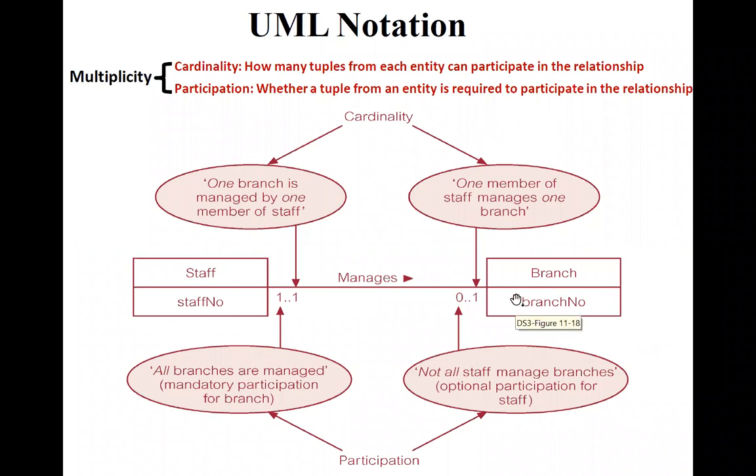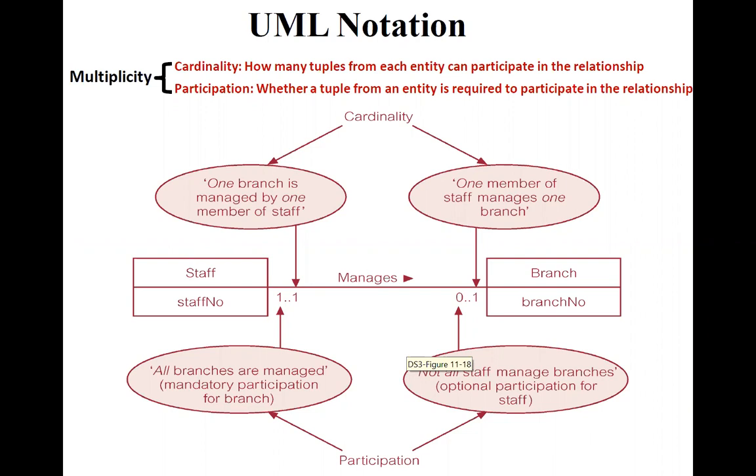We go from staff, I'm sorry, we go the other way, right? We go from branch to staff. Then the participation is 1. Every branch must have a manager. 1 indicates mandatory. So for participation, 1 is mandatory, 0 is optional. For cardinality, we just specify the appropriate number, right? In our example, it's 1 on each side.